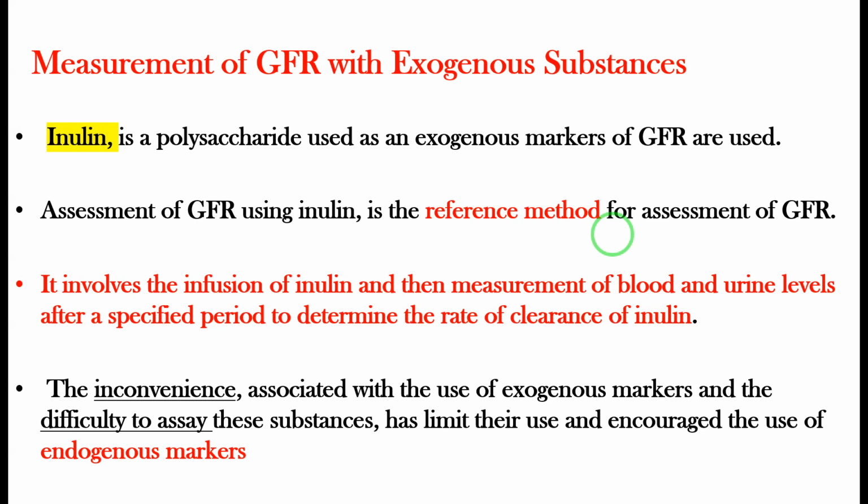Although it is a reference method and it is very accurate, the defect is that it is an inconvenient method because it is exogenous and needs to be continuously infused, and there is repeated blood sampling for the measurement of its concentration in the blood and urine. So because of this, although this method is accurate, there will be encouragement of the use of endogenous substance. The most popular one that is used to measure the GFR endogenously is the creatinine.